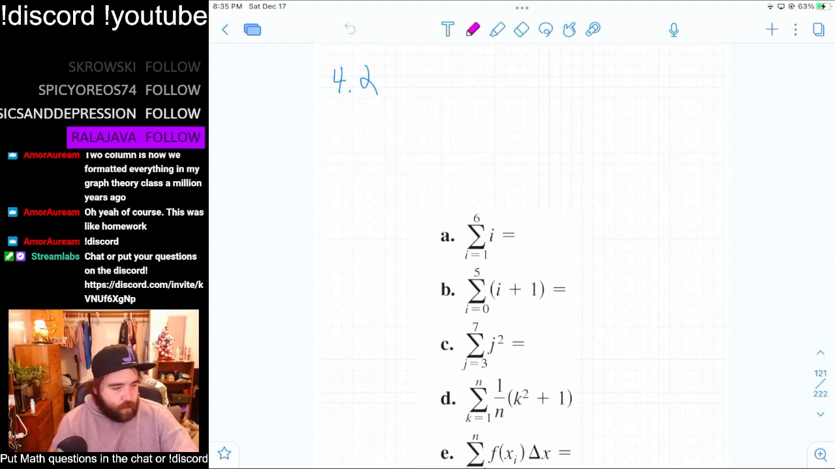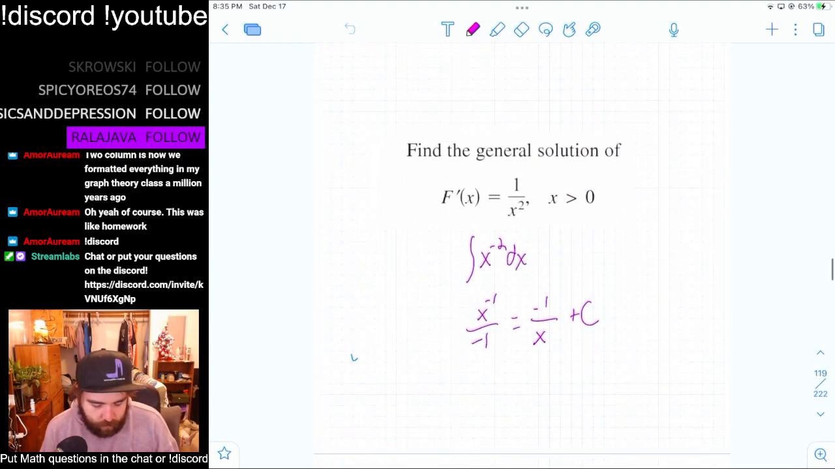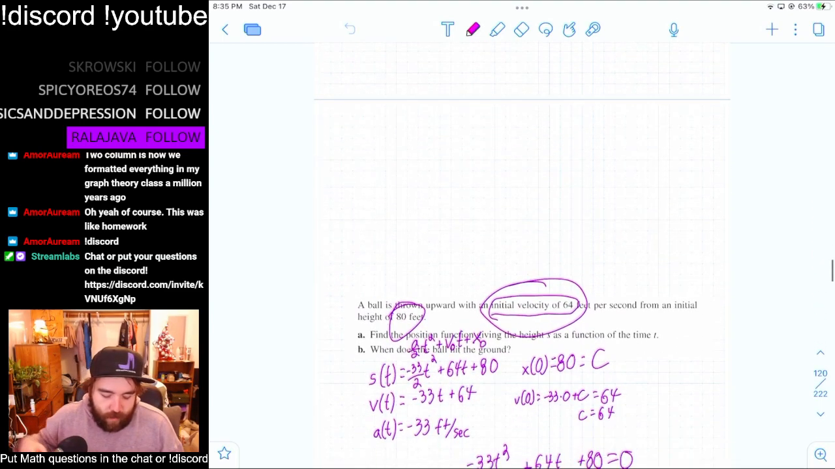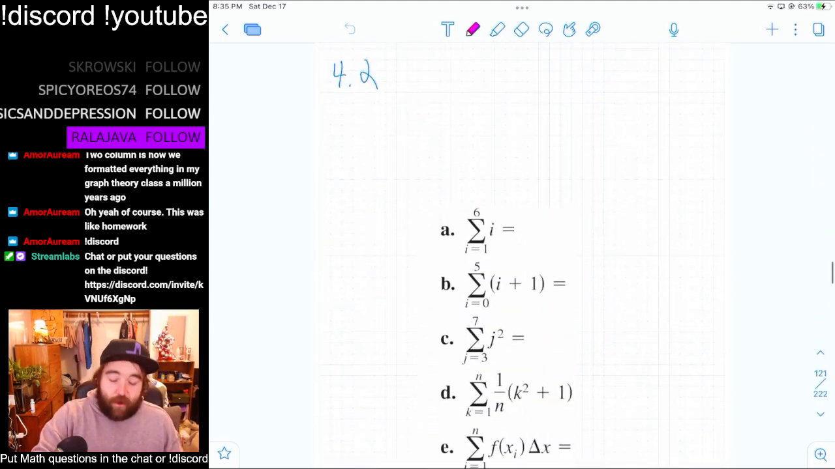So now we're in section 4.2, which is talking about area. We talked about antiderivatives last time, the opposite of derivatives. Now we're switching gears, talking about area. We'll see how they come together later, maybe.